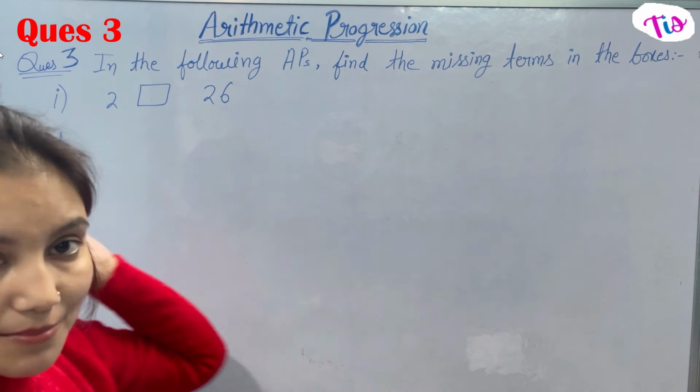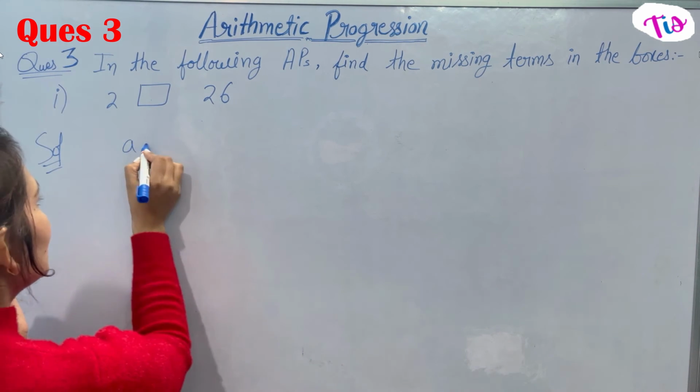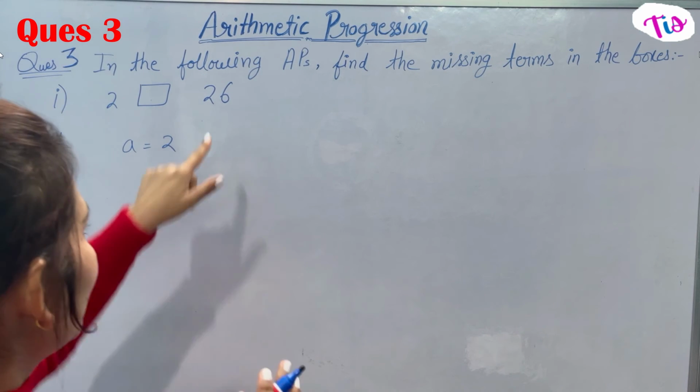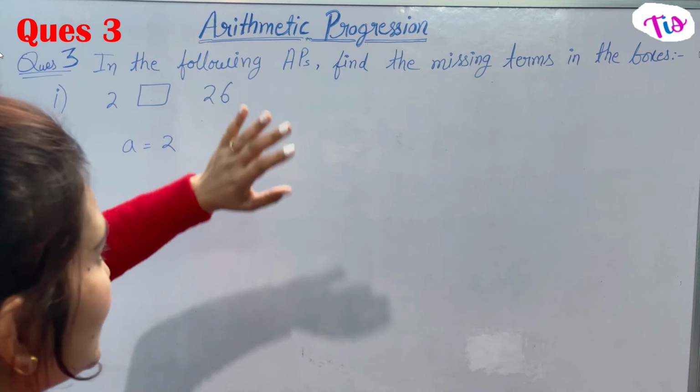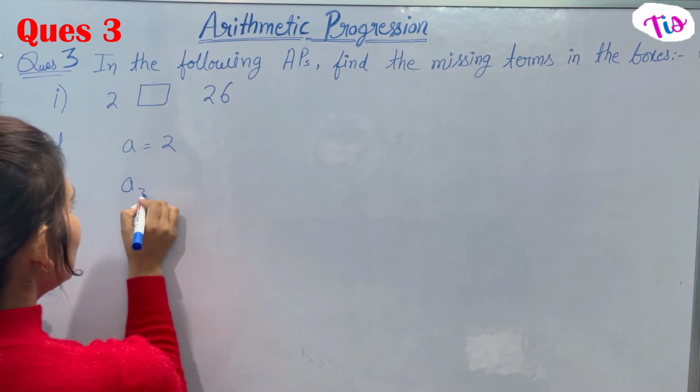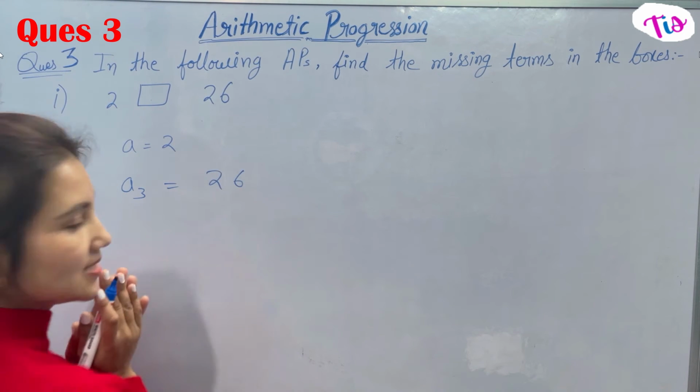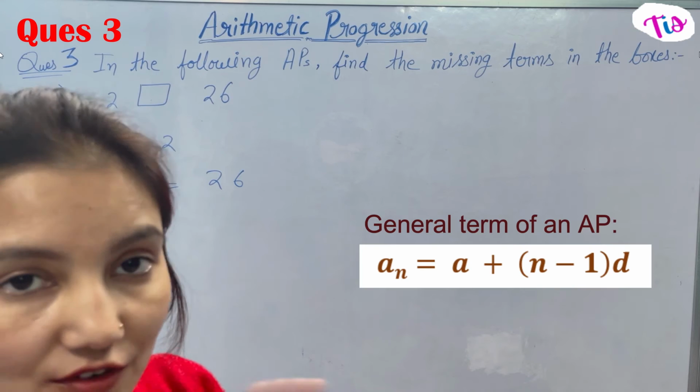Now, first term is given. It means A is given. So A here is 2. Okay, and this is the third term. Third term means A3. So A3 is given. A3 is 26.